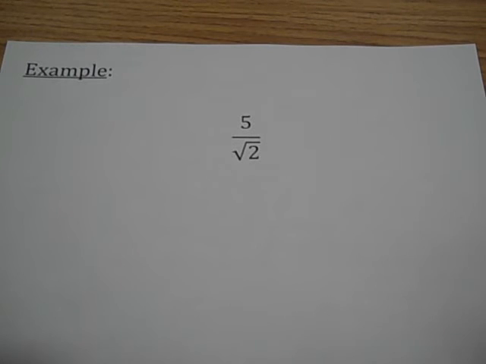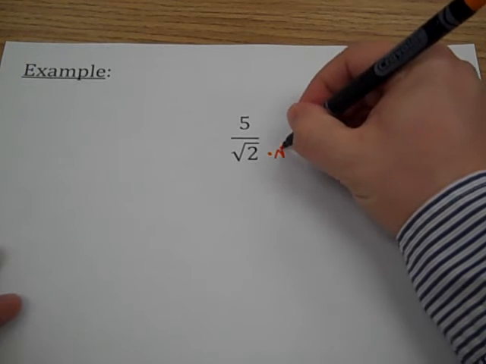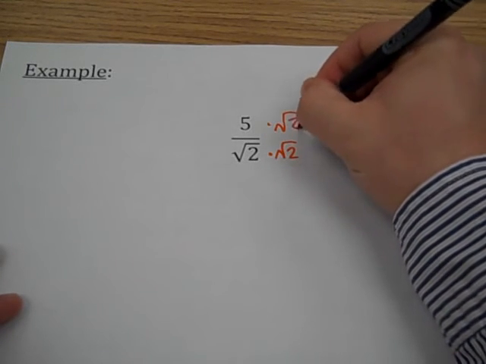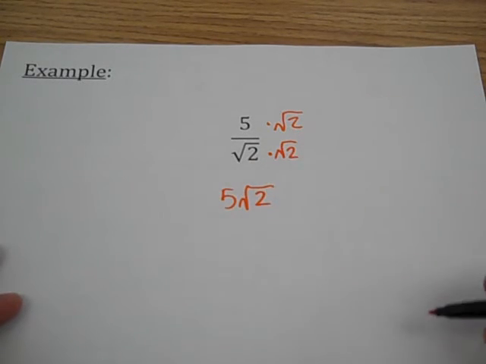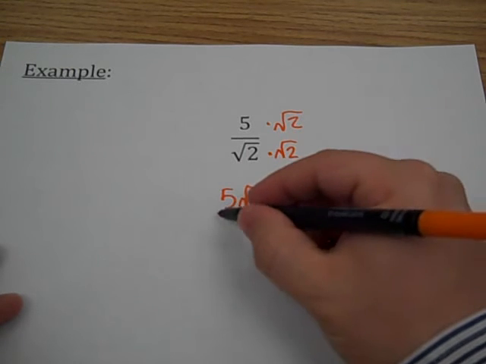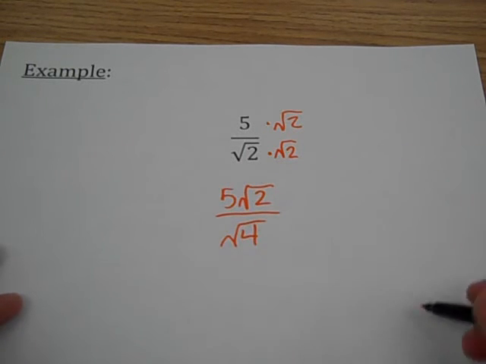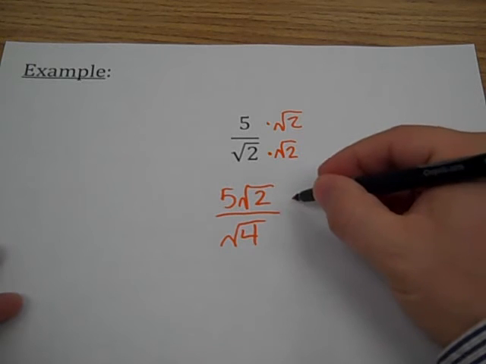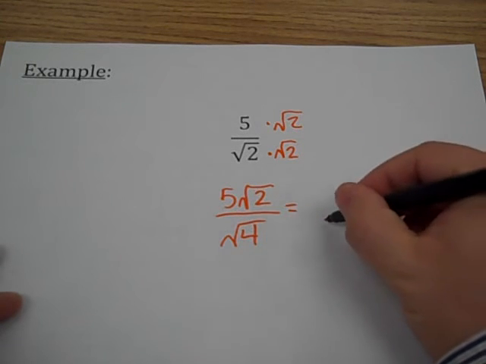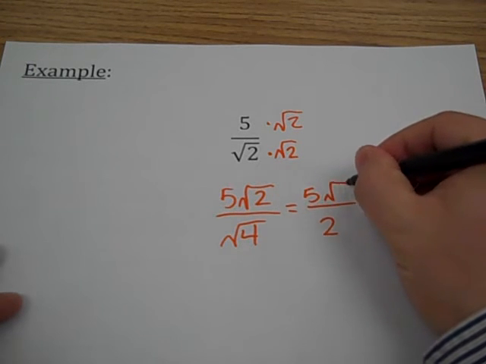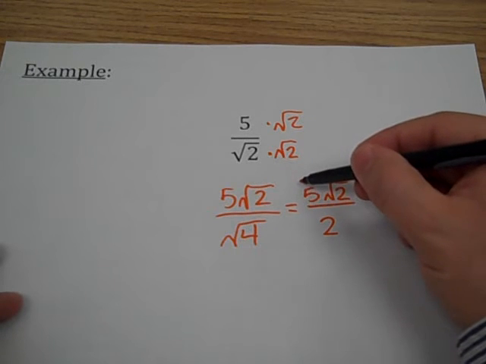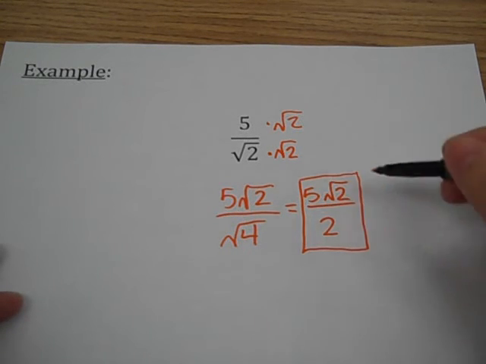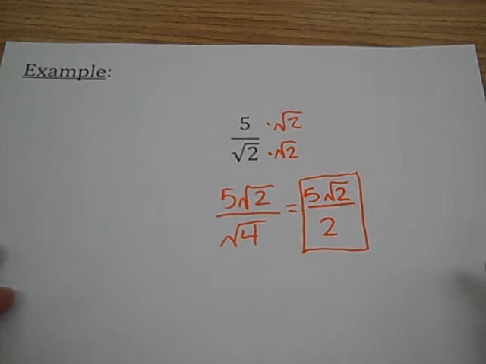Let's do another example here. I have 5 divided by root 2. I want the root 2 out of the denominator, so I'm going to multiply the bottom by root 2 as well as the top. 5 times root 2 just looks like 5 root 2. And then root 2 times root 2 is root 4. We know the square root of 4 is 2. And then 5 divided by 2 doesn't give us a nice, neat whole number, so we can leave the final answer, 5 root 2 over 2.